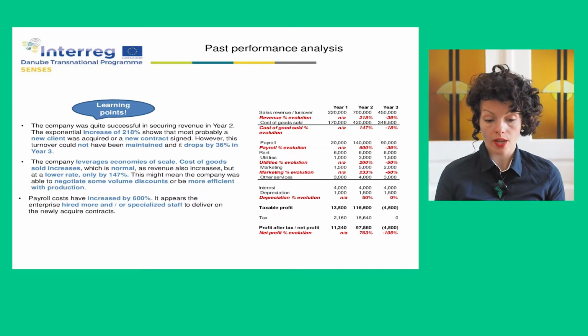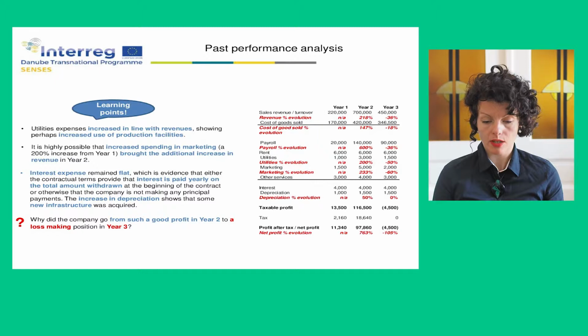The company also leverages economies of scale. Cost of goods sold increases, which is normal, as revenue also increases, but at a lower rate, only at 147%. This might mean that the company was able to negotiate some volume discounts or otherwise be more efficient with production. Payroll costs have increased by 600%. It appears the enterprise hired more and/or specialized staff to deliver on newly acquired contracts.